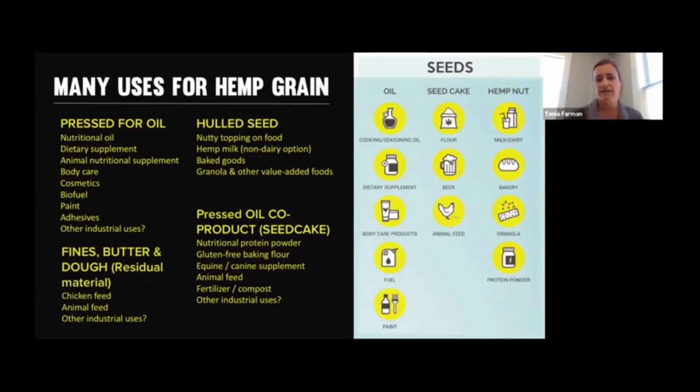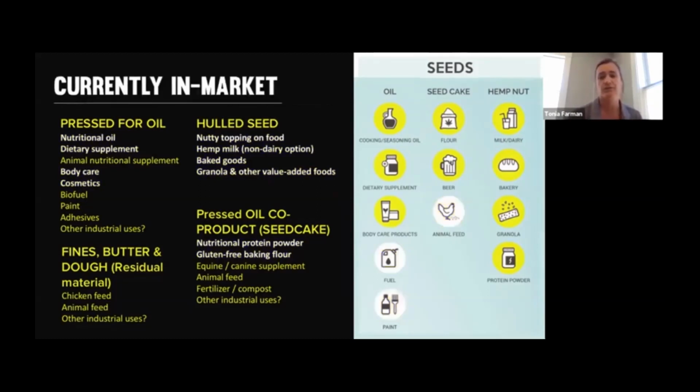Then the seed cake, the protein powder, gluten-free baking flour. That's one benefit of hemp: it is naturally gluten-free if it is harvested correctly, free of gluten and wheat, or allergen-free. It also could be used potentially as a fertilizer, compost, and many other industrial uses that we don't know yet.